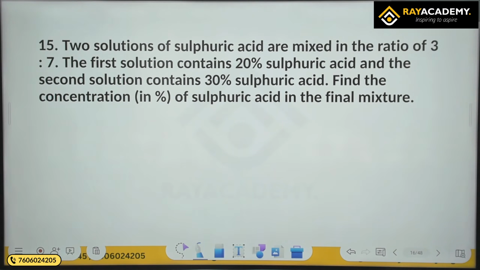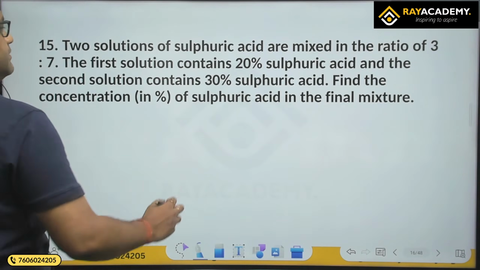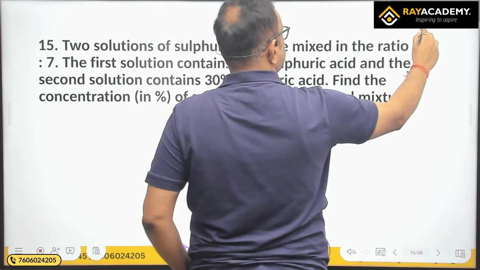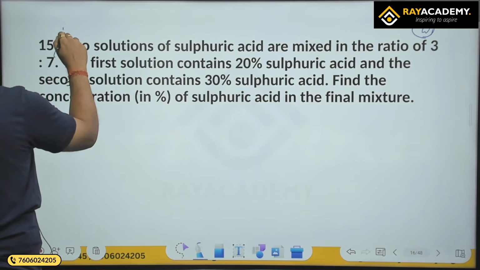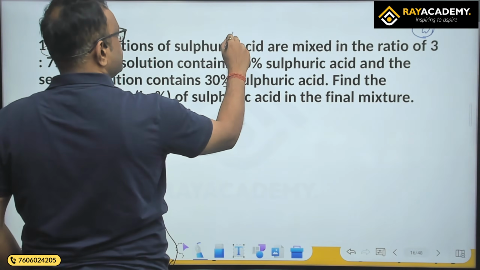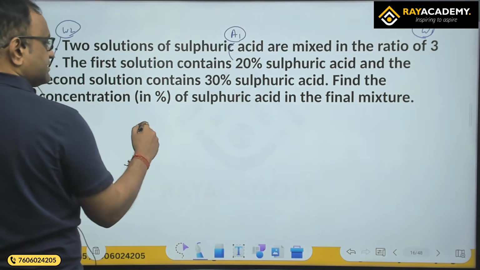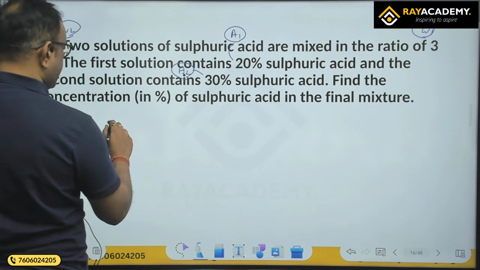Alligation mixture will be useful when the average of the total mixture is given. But when the average is to be found, then you can go by weighted average. Let me just solve. So this will be your W1. This will be your W2, and the initial concentration of sulfuric acid is A1. This is A2. Now you can find the weighted average.